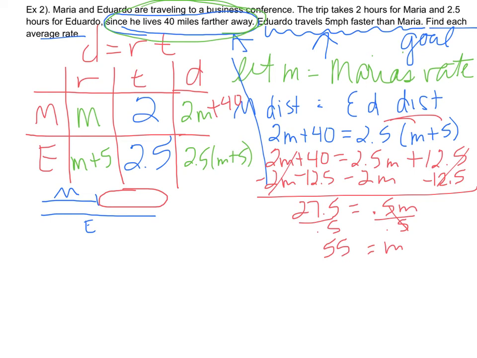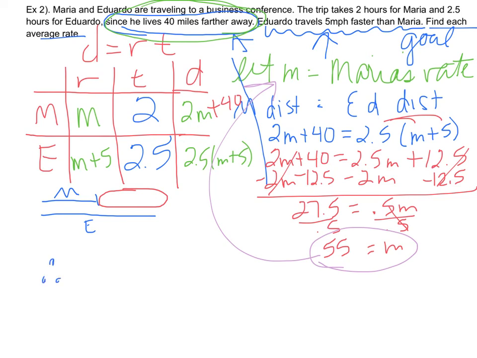Awesome. M equals 55. Well, big whoop. What does that actually mean? Hey, we have this super cool thing called a let statement. So, M is equal to 55. We know M is Maria's rate. Cool. So how do we sum this thing up?